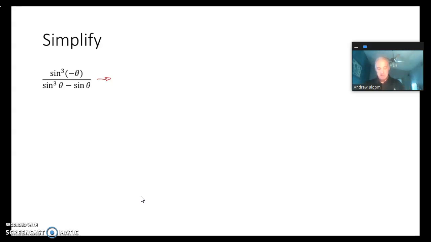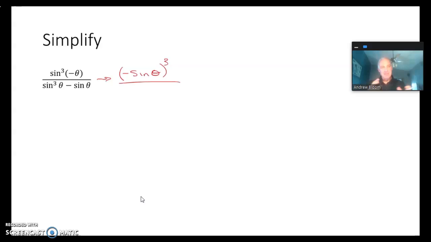Well, the first thing is recognize that the sine cubed of negative theta means sine of negative theta times sine of negative theta times sine of negative theta, right? So this is the way that it's written, that we're going to multiply the sine of negative theta times itself 3 times. And so our identity says the sine of negative theta is equal to negative sine theta, and this would be cubed.